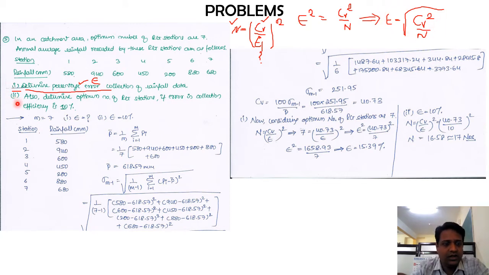Now the second part of the question is also to determine the optimum number of rain gauge stations if the error in the collection efficiency is 10%. So in the second part, what they are saying is you are fixing the error as 10%, and for this you want us to determine the value of the optimum number of rain gauge stations. So that will be your second part of the question.